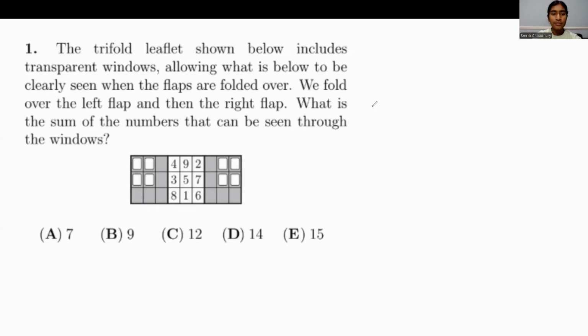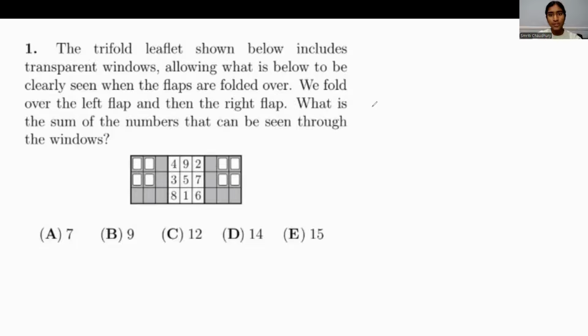Number 1. The trifold leaflet shown below includes transparent windows, allowing what is below to be clearly seen when the flaps are folded over. We fold over the left flap and then the right flap. What is the sum of the numbers that can be seen through the windows?